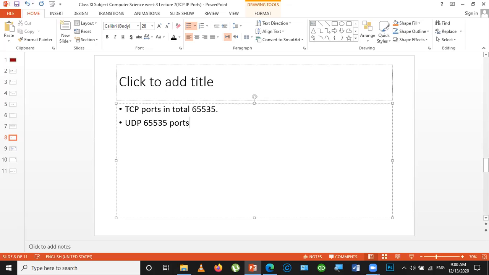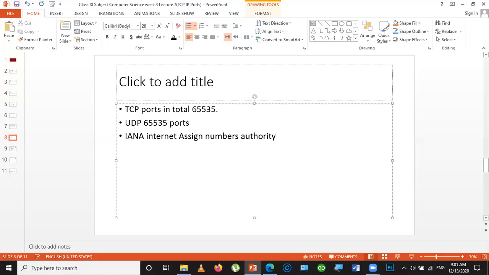The Internet Assigned Numbers Authority, IANA, is the authority that assigns all the port numbers. This authority is responsible for assigning a TCP and UDP port number to a specific user.